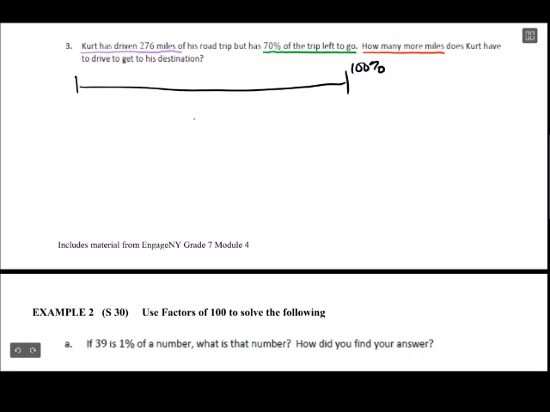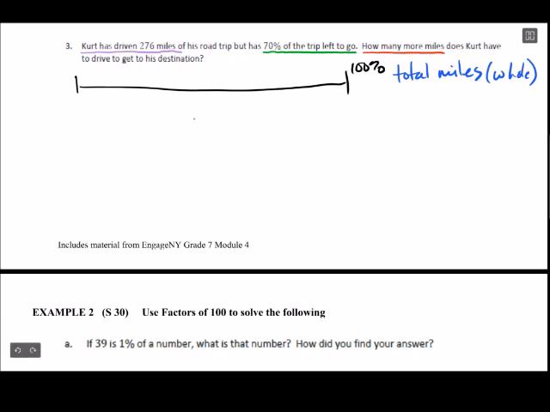And again, that's our whole. What does our whole represent here? Our whole is going to be the total miles that he has to drive. This is our whole because it's our 100%. Now this one's a little bit tricky.